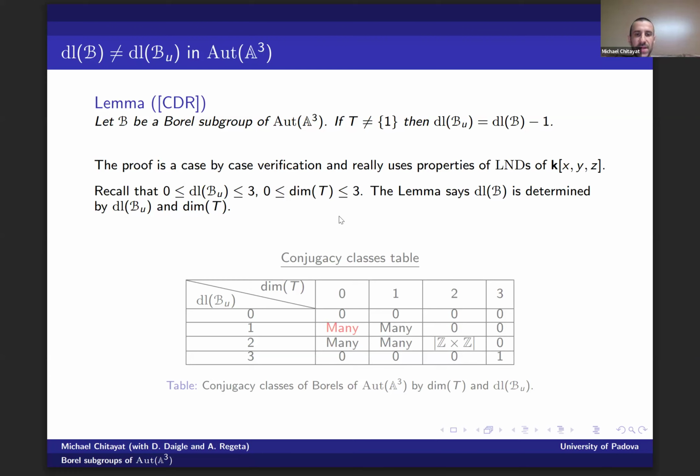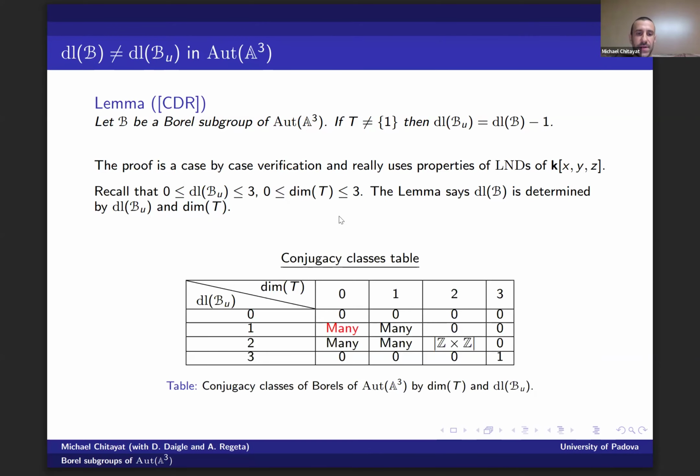So the next thing I want to discuss is basically what do conjugacy classes of Borels look like for the various derived lengths of BU, and dimensions of T.